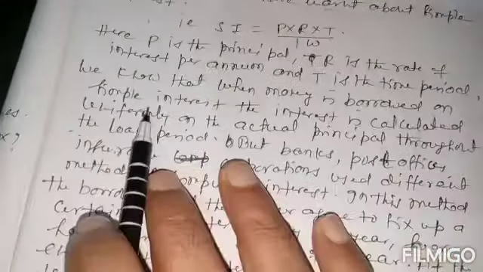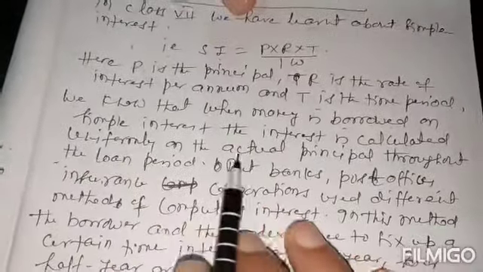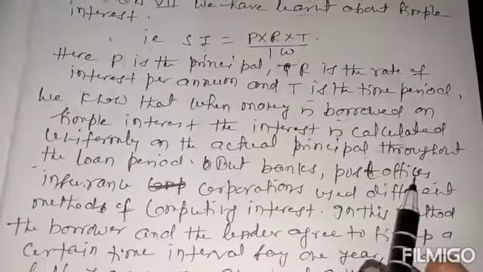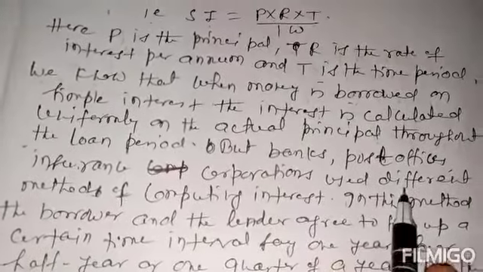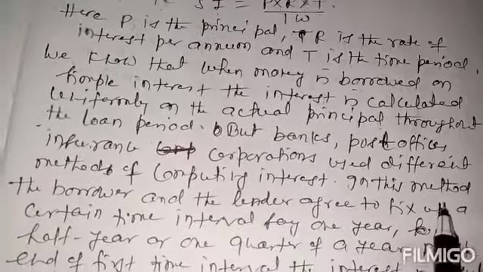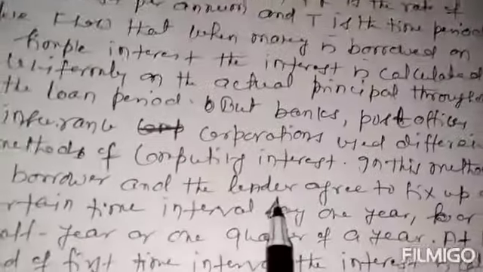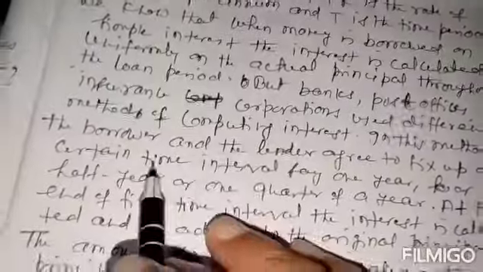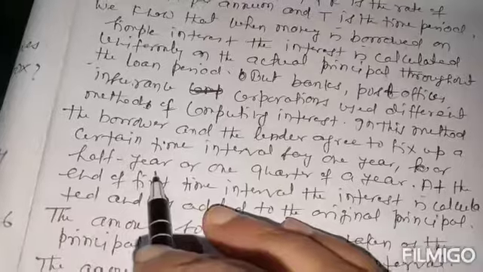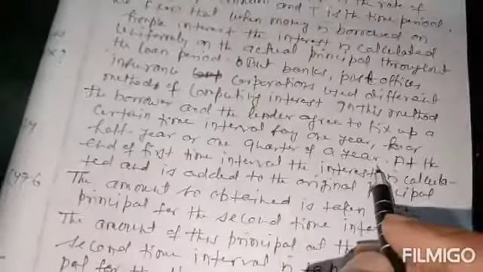We know that when money is borrowed on simple interest, the interest is calculated uniformly on the actual principal throughout the loan period. But banks, post offices, insurance corporations use different methods of computing interest. In this method, the borrower and the lender agree to fix a certain time interval, say 1 year or half a year or 1/4 of a year.